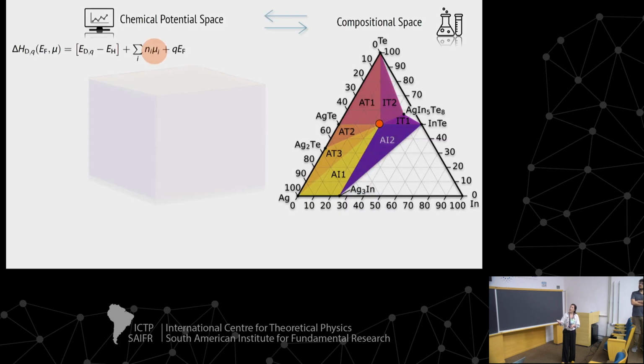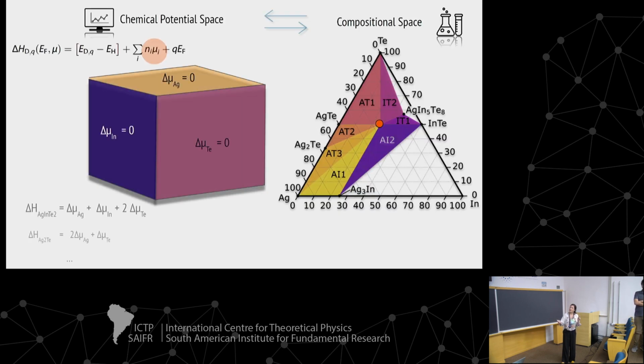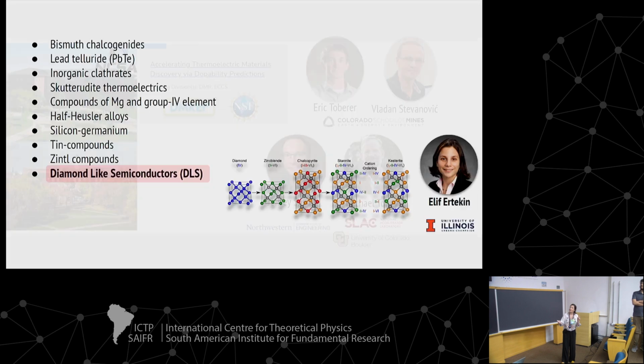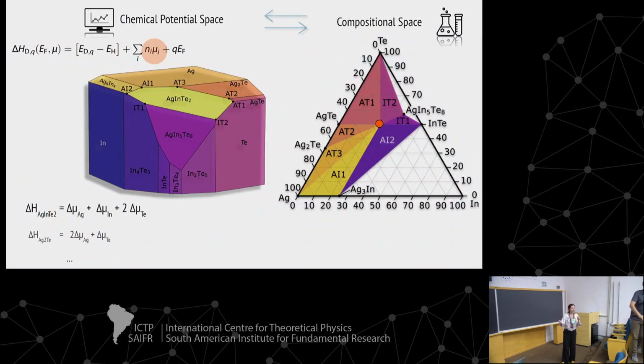Yeah, what we tell them is not the numerical value of the chemical potential. What we say is that if you grow this compound in equilibrium with this and this phase, you are in the region that we want. It's not really the numerical value, but which secondary phase it's in equilibrium with.